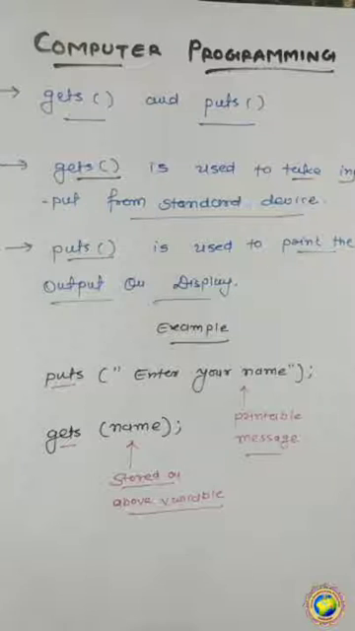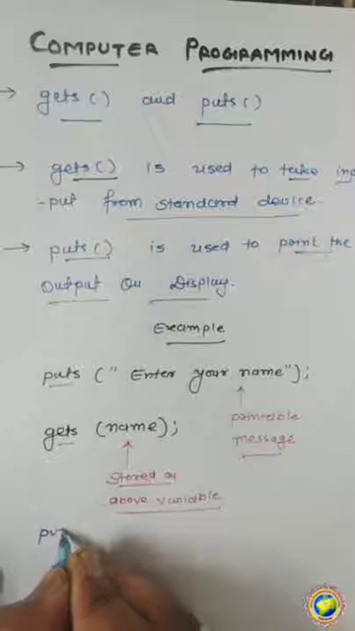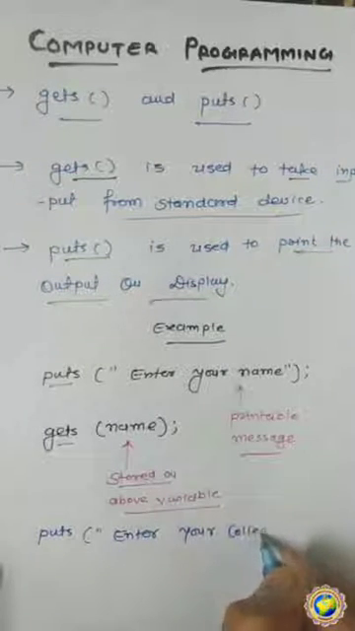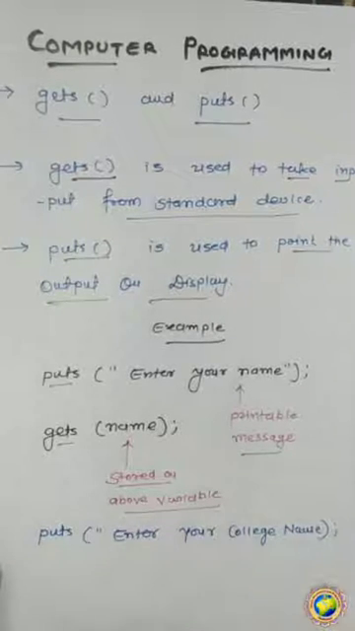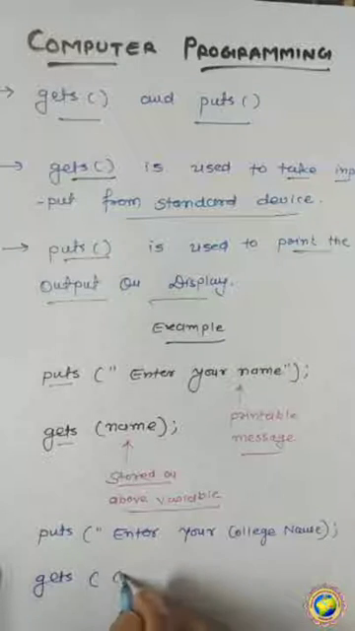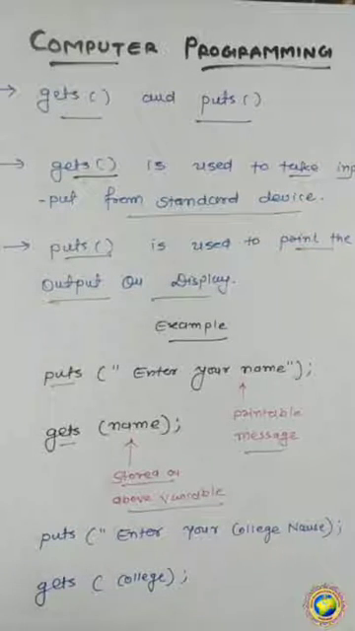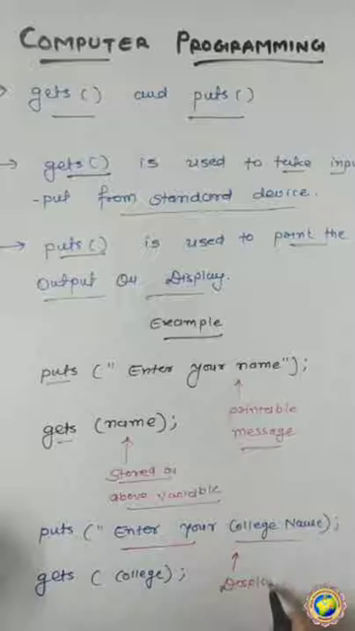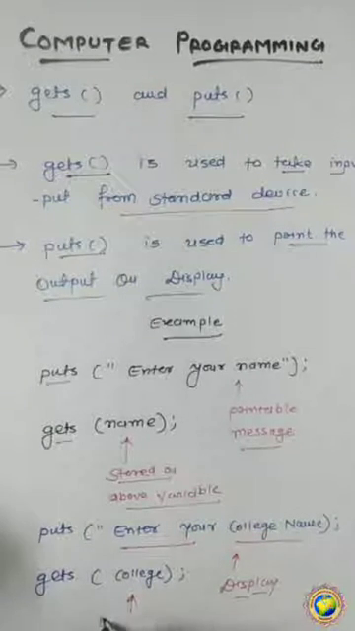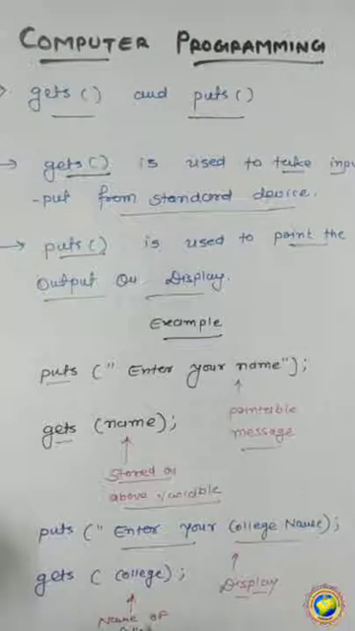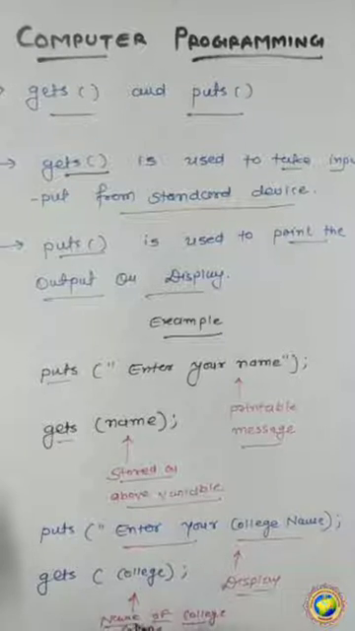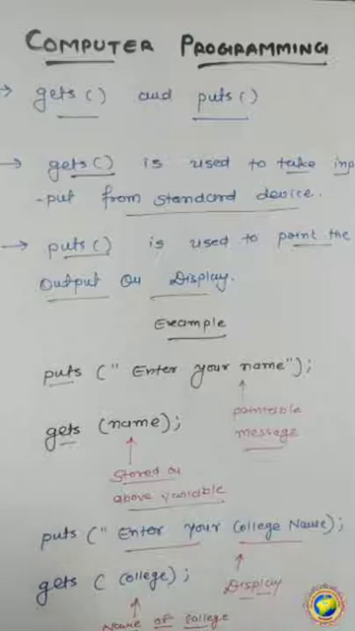Let's see another example. For example, puts "enter your college name", okay, then gets college. So in the same example, this is the printable message which shows on a particular display, okay, and this is the variable in which the name of the college is stored, okay. So the name of the college is stored into the particular variable. So this is the gets and puts which we learned in a previous lecture.